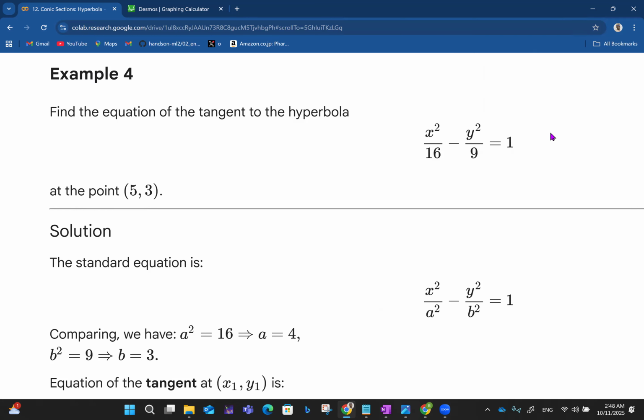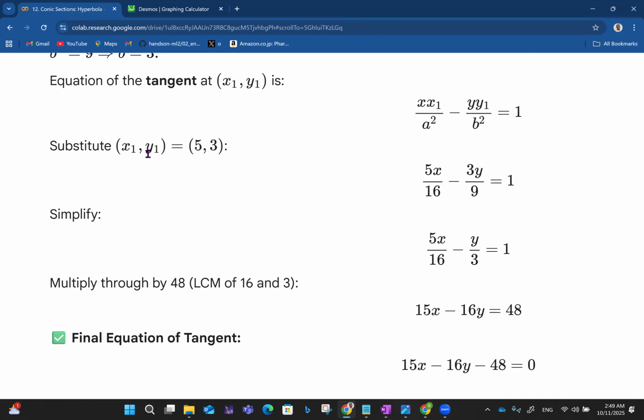Okay, having taken care of that, can I say the equation of the tangent at (x1, y1) is x1 x over a squared minus y1 y over b squared equals 1. Substituting x1, y1, which is (5, 3), we just have x times 5, 5x, y times 3, 3y. So we have 5x over 16 minus 3y over 9 equals 1. If you simplify this, the 3 cancels: 3 here is 1, 3 here is 3. So we have 5x over 16 minus y over 3 equals 1.